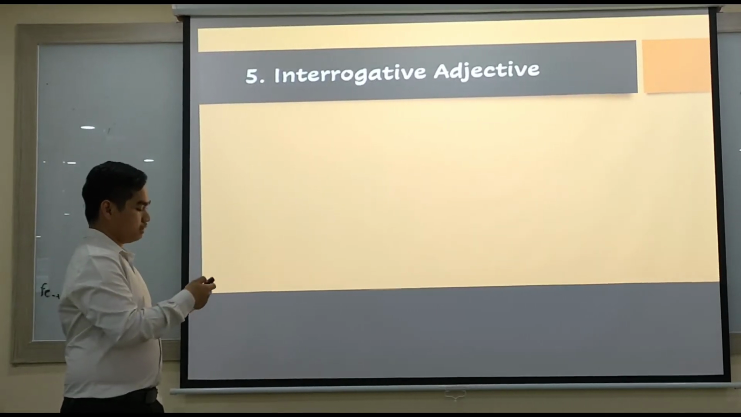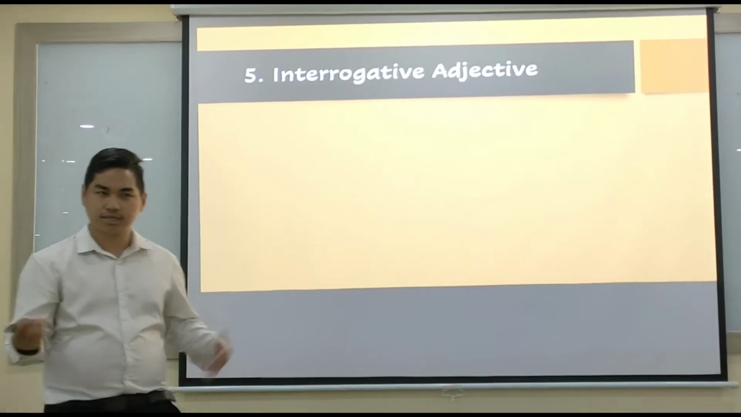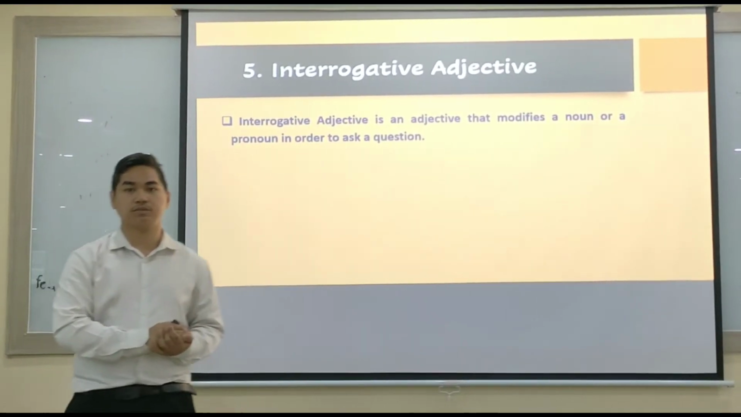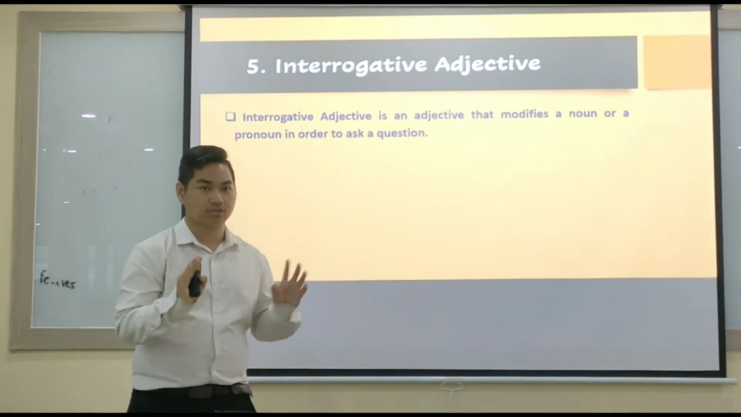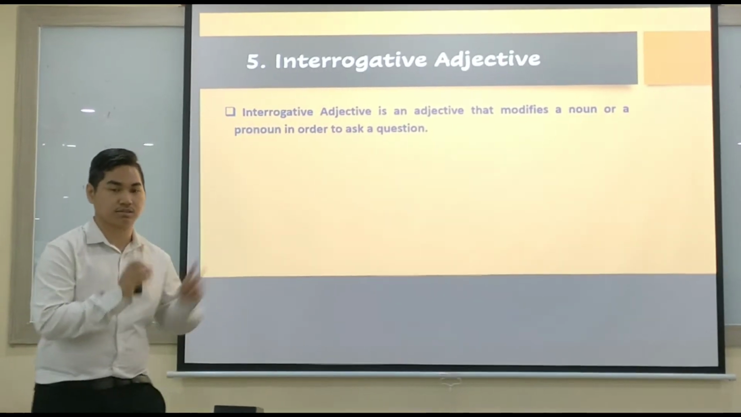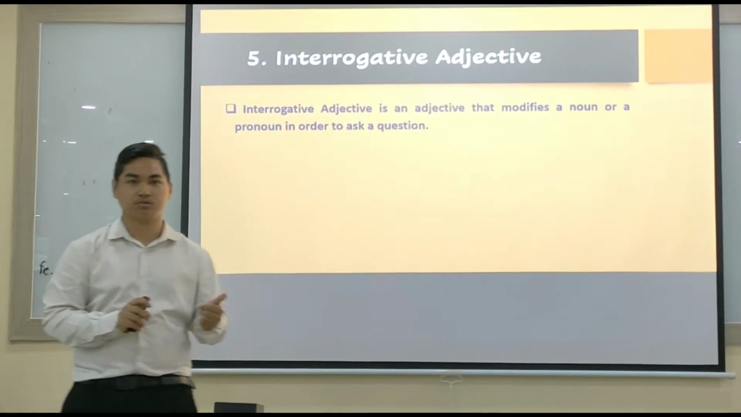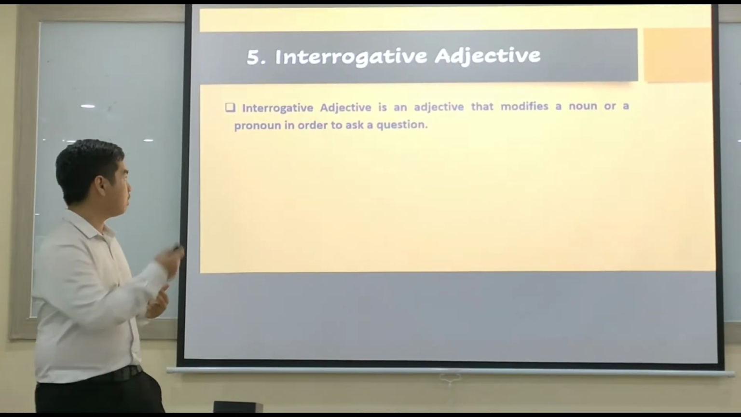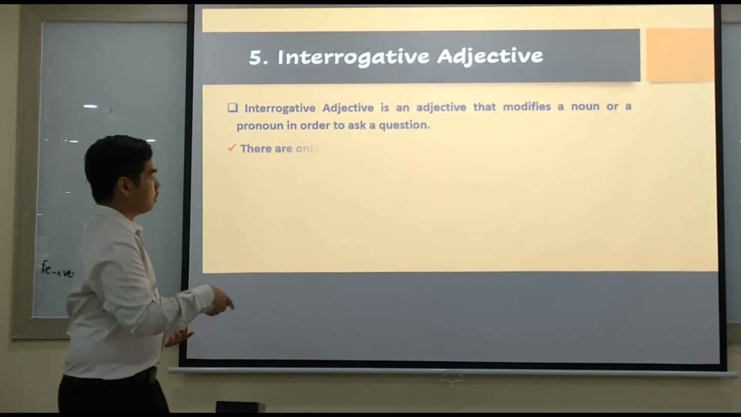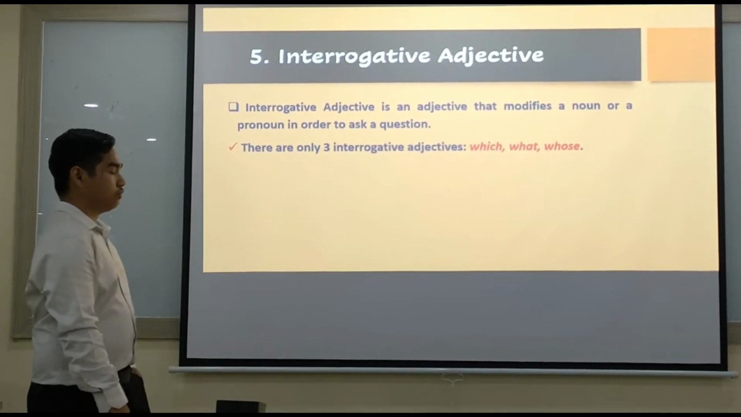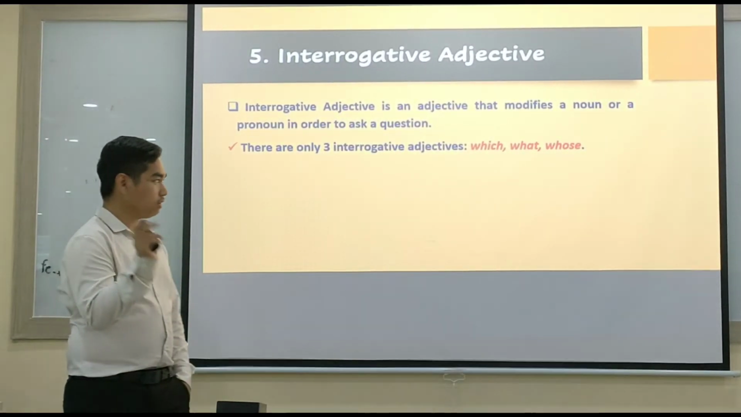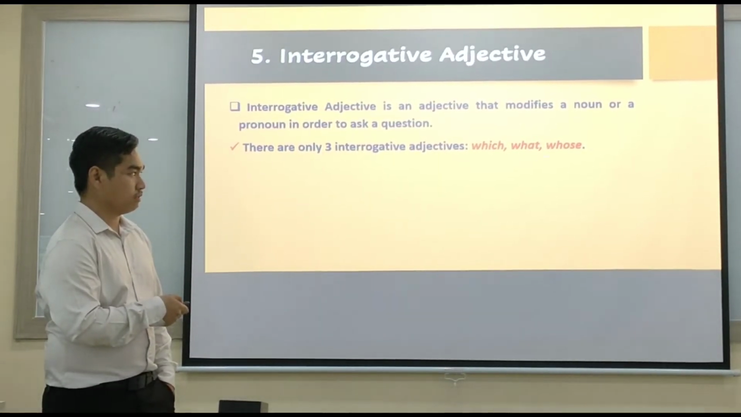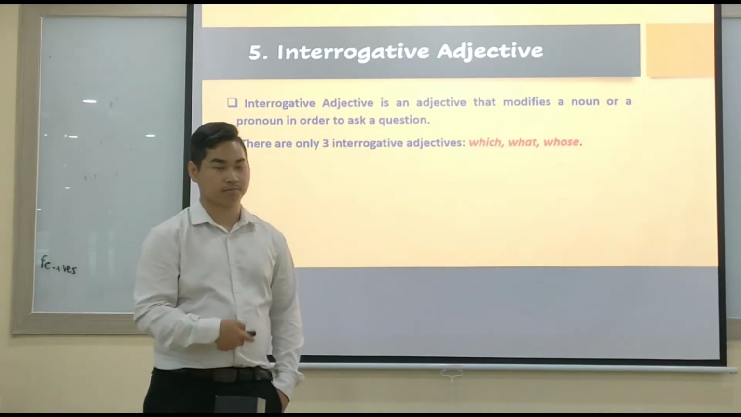So next is the interrogative adjective. What is an interrogative adjective? We use an interrogative adjective to ask a question. We use it to ask about time, to ask about characteristics, or to modify the noun in a question. There are only three interrogative adjectives, which are which, what, and whose. To talk about position as well.